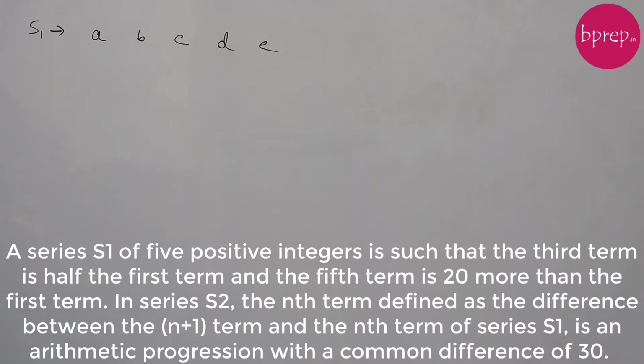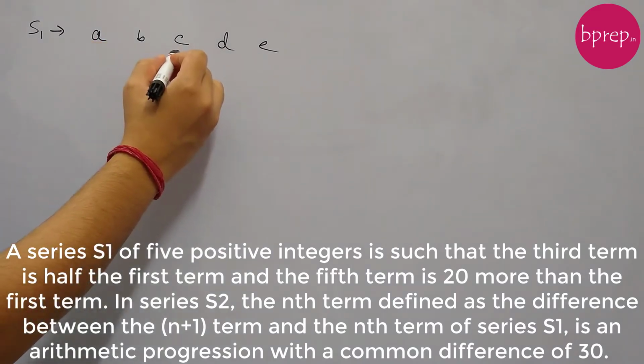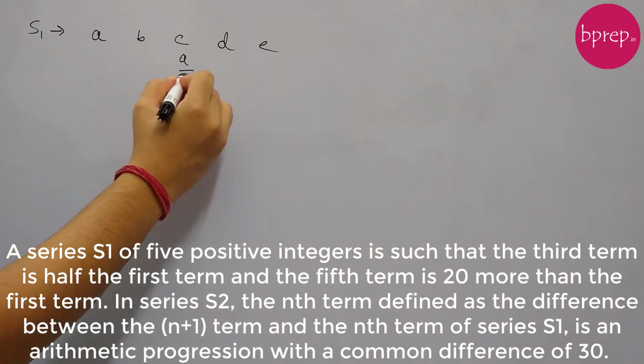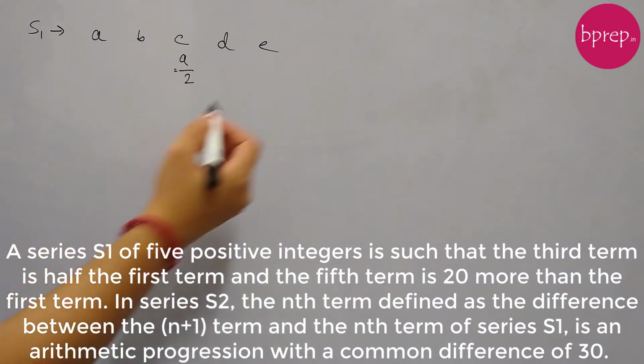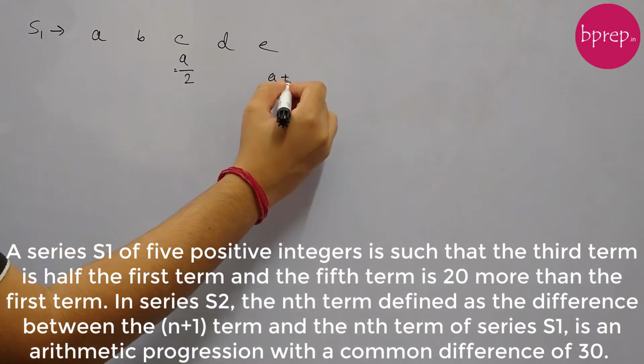So it is given that the third term is half of the first term. So C equals half of the first term. And the fifth term is 20 more than the first term. So E is A plus 20.